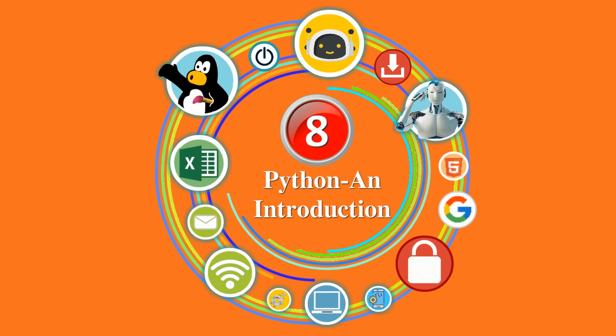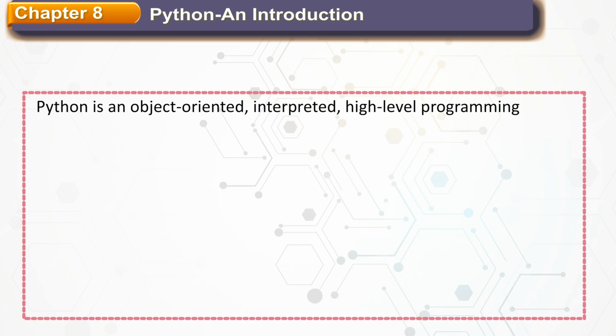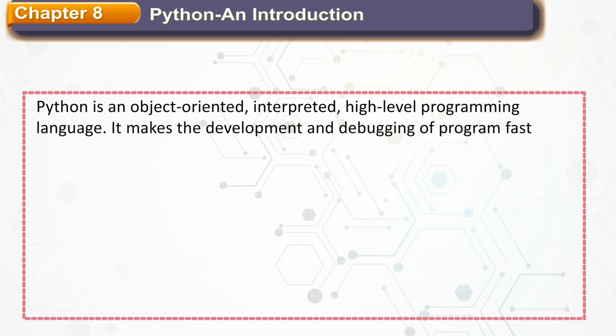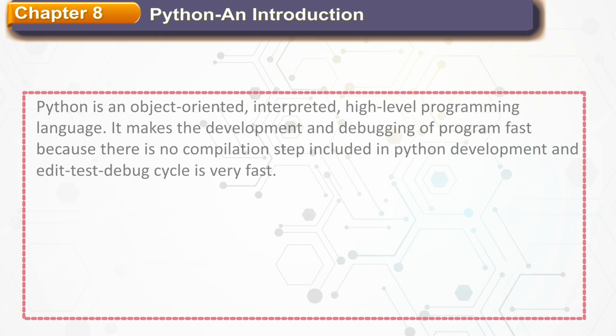Chapter 8. Python and Introduction. Python is an object-oriented, interpreted, high-level programming language. It makes the development and debugging of programs fast because there is no compilation step included. In Python, the development and edit-test-debug cycle is very fast.